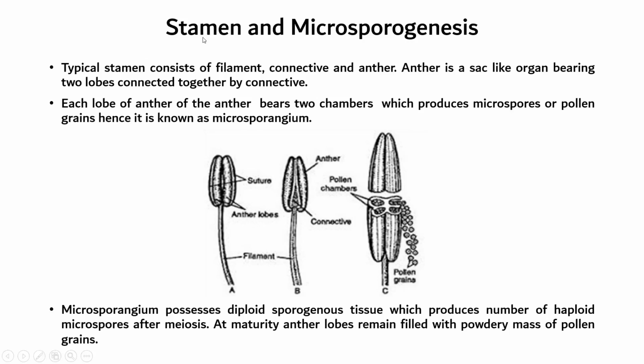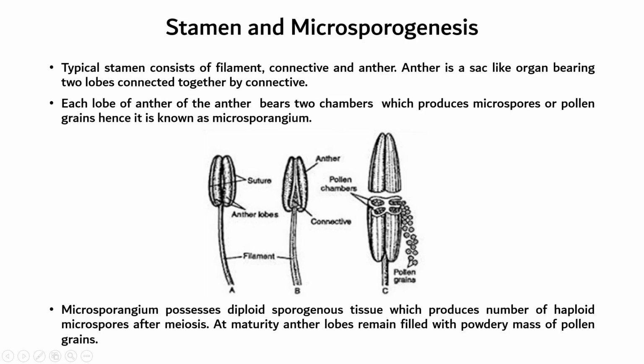Androecium is nothing but the male sexual organ, which is made up of stamens. Stamen is the individual unit of androecium. A typical stamen consists of filament, connective and anther. Anther is a sac-like organ bearing two lobes connected together by the connective. Each lobe of the anther bears two chambers.